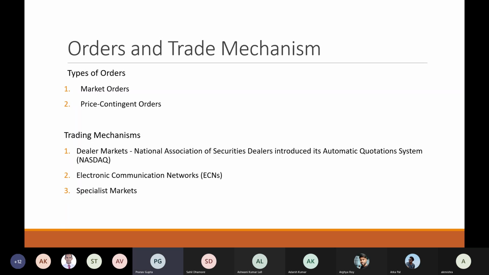Sir, I did not understand how market orders are liquidity takers and price contingent ones are liquidity suppliers. Can you just repeat that part in brief? Okay. So when we are saying market order, let's say when orders are going to be submitted, market orders will get executed first. I hope you know. In terms of execution, your market order will get priority.